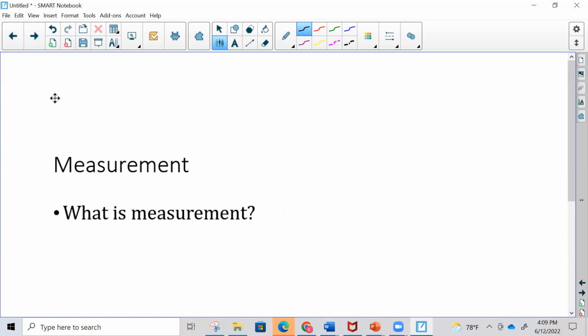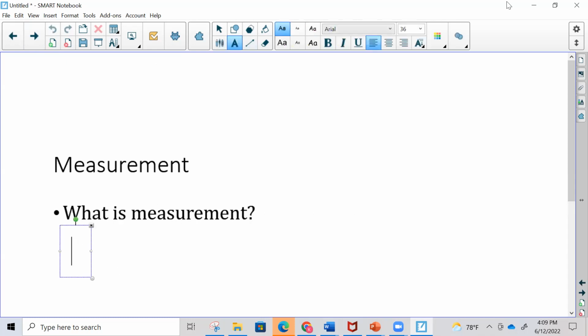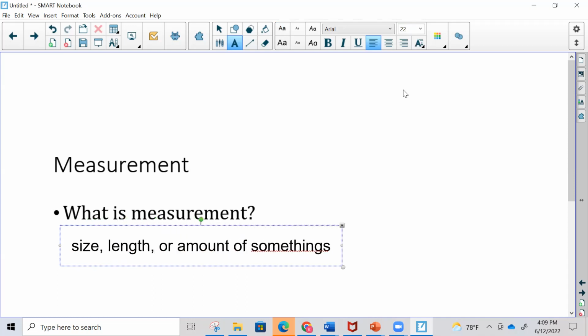Okay, so the first thing is, what is measurement? We're going to talk a lot about measurement when we get to unit 3. But measurement is the size, length, or amount of something. There are different types of measurements. We often do area, volume, perimeter, length, weight. Those are all different types of measurements.